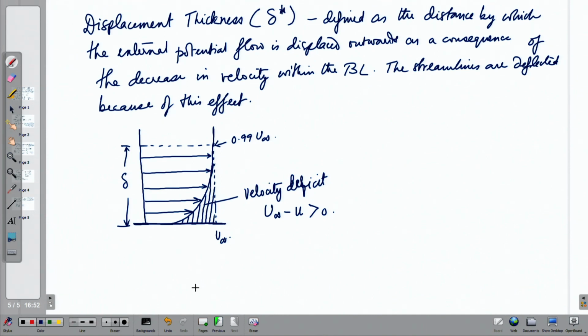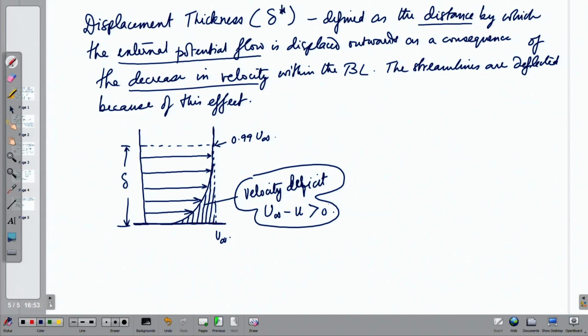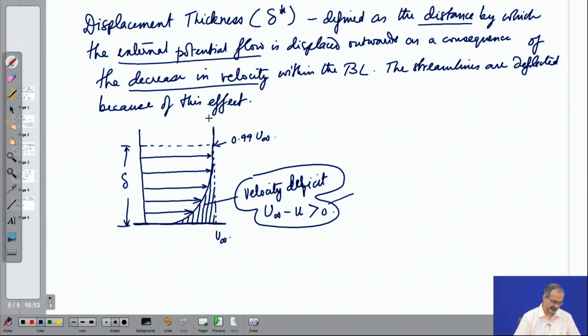So, in the previous lecture, we had looked at a diagram of a typical velocity profile within the boundary layer, and we discussed the velocity deficit that is noticed within the boundary layer. And then we further discussed that displacement thickness is essentially the distance by which the external potential flow, that is the outer flow, would be displaced outwards as a consequence of the decrease in velocity which occurs within the boundary layer. And as a consequence, the streamlines are also deflected because of this effect.